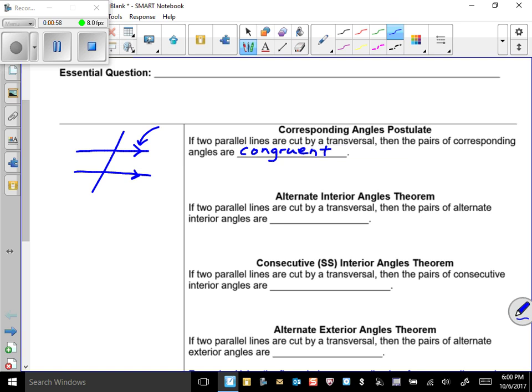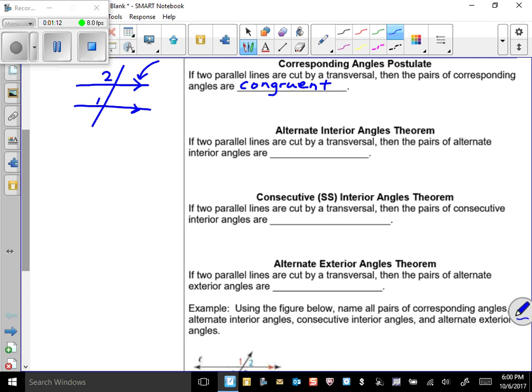And remember, for instance, corresponding angles. If this was 1, that would be 2. Those two would be corresponding. And if I know those lines are parallel, then I know that those two angles are congruent. Corresponding angles. Alternate interior angles theorem: if two parallel lines are cut by a transversal, then the pairs of alternate interior angles are also congruent. That one's a theorem. All the rest of these are theorems except for the corresponding angles postulate. You need to remember that.